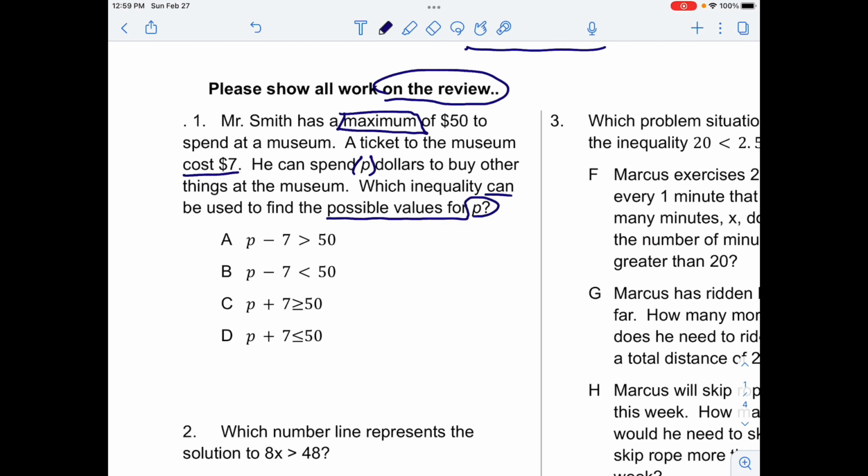Okay, so we have already defined our variable, which is P. And then we need to remember our key context clues, which is maximum. So is that going to be greater than, less than or equal to, or greater than or equal to? And remember, he is buying a ticket that costs $7. So remember how we solve these?